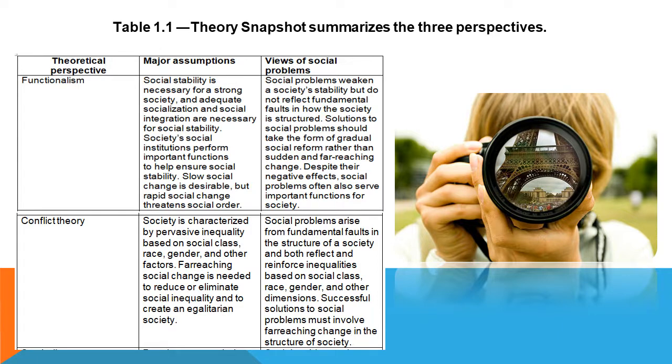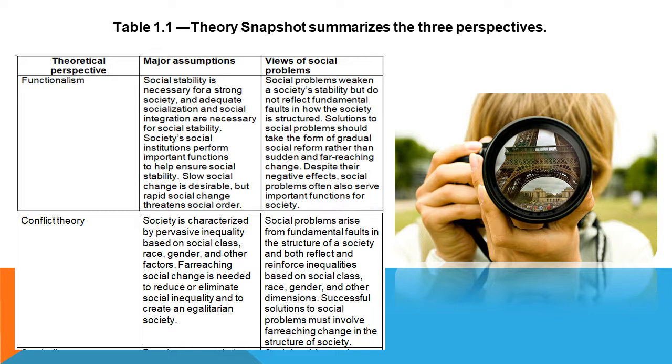So first is functionalism. The major assumption is that social stability is necessary for a strong society, and adequate socialization and social integration are necessary for social stability. Societies and social institutions perform important functions to help ensure social stability. Slow social change is desirable, but rapid social change threatens social order.